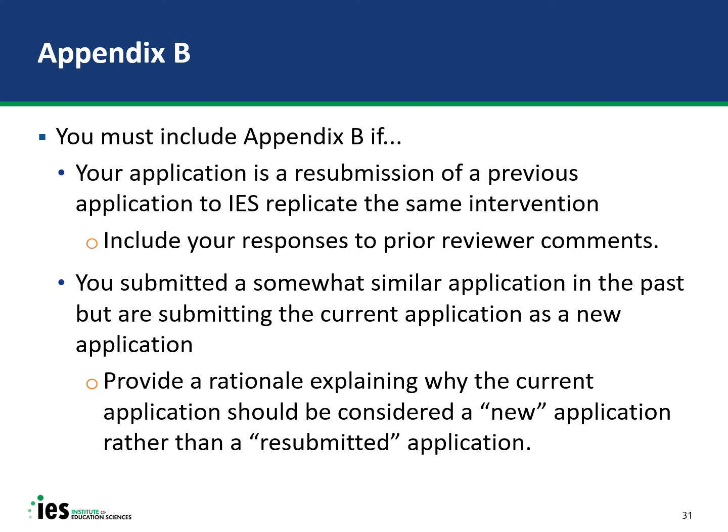If your application is a resubmission of a previous application that proposed to replicate an intervention listed in the RFA, for example, as part of a replication efficacy and effectiveness project, you must include Appendix B to describe how the revised application is responsive to prior reviewer comments. If you have submitted a somewhat similar application in the past but are submitting the current application as a new application, you should use Appendix B to provide a rationale explaining why the current application should be considered a new application rather than a resubmitted application.